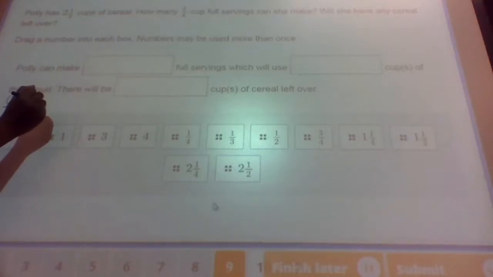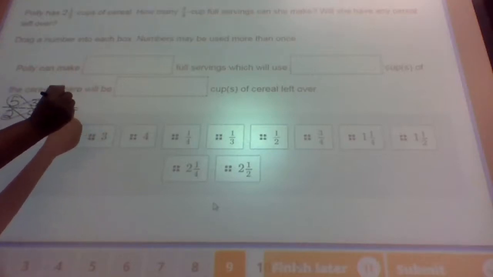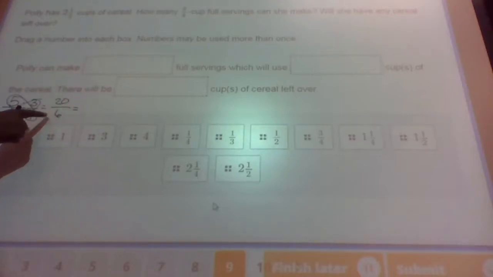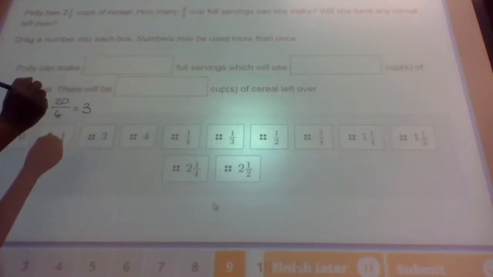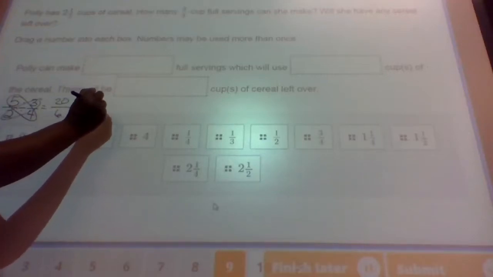2.5. Now, let's change 2.5 to an improper fraction: 5/2. So that's 5 halves divided by 3/4. All right, that's 20 divided by 6. And then you go get it. Now, how many 6s are in 20? 3. And what's left over? 2 over 6.